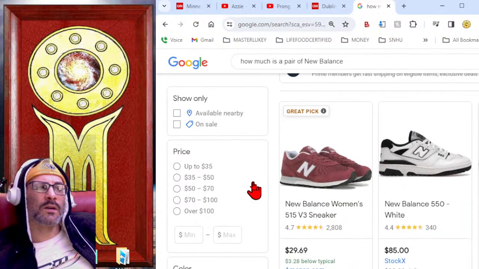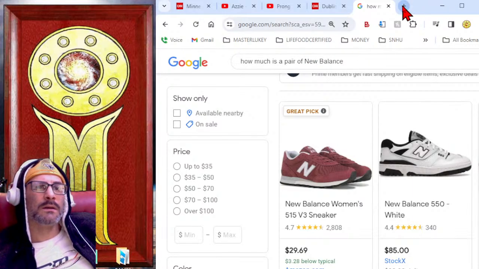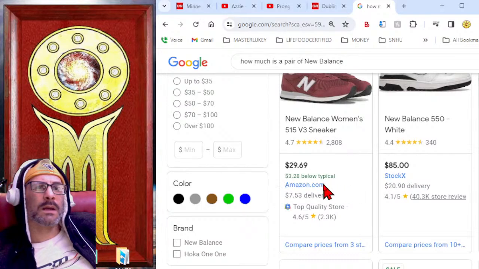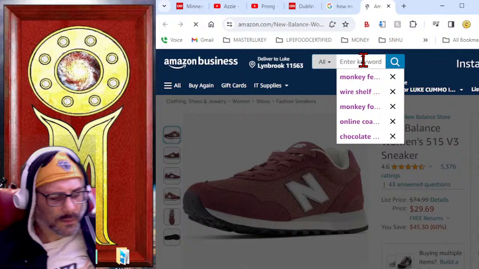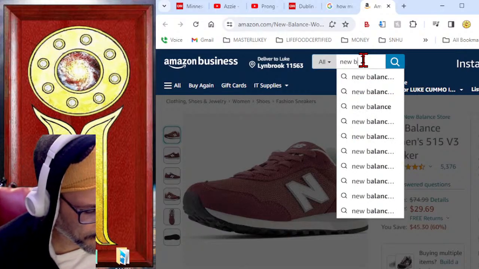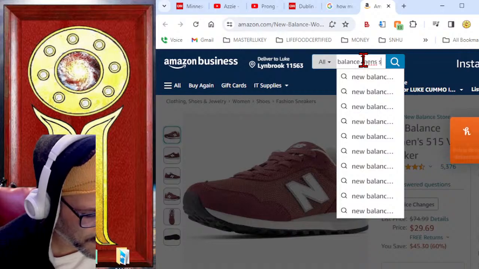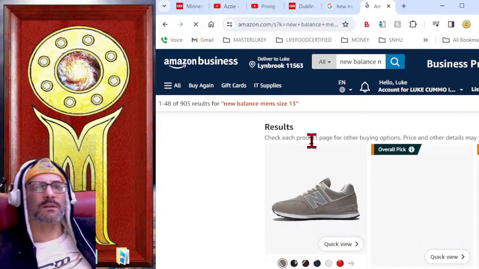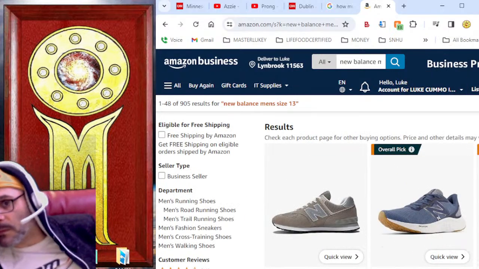$100 is not going to get all this stuff. Amazon, New Balance. Okay, here you go. Here's Amazon. I'm going to type it in. New Balance, men's size 13. He's size 13. Okay? Here you go. Ready? We're going to scroll down.